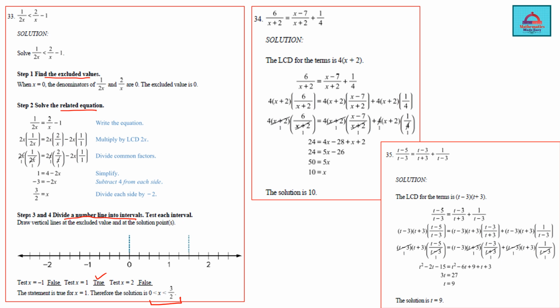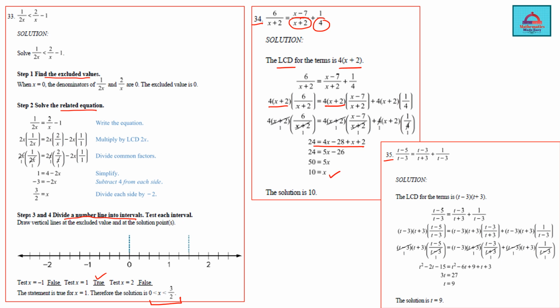Question 34 and question 35 are pretty easy because they are equations, not inequalities. So we are going to just take the LCM or the LCD, which is going to be x plus 2 multiplied with 4, because the different denominators that you see are x plus 2 and 4 here. So you multiply both sides of the equation with that value, 4 multiplied with x plus 2, cancel the common factors that you have, simplify the equation, and this value x comes out to be 10.